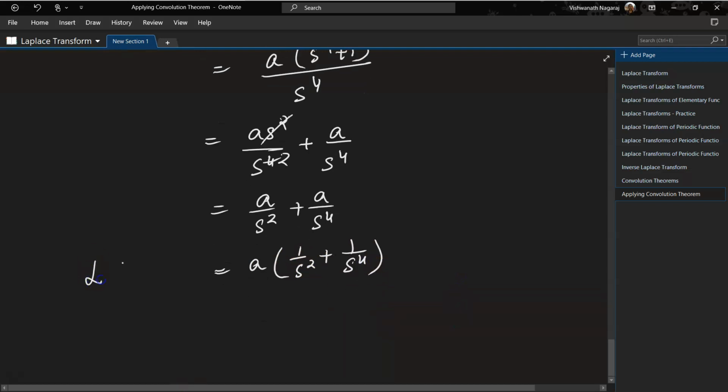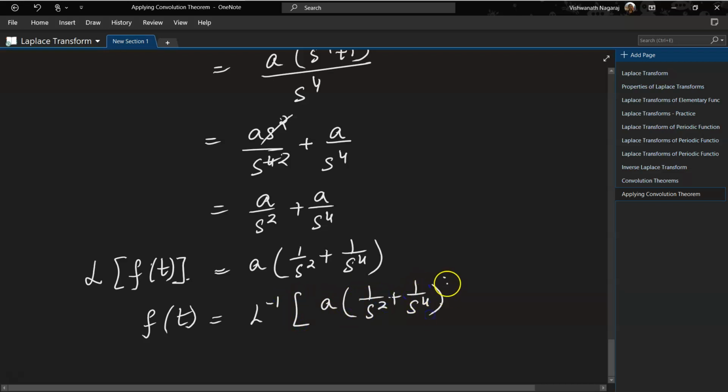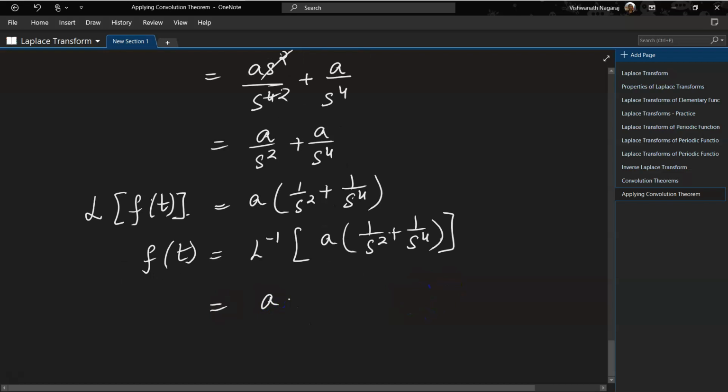Now remember, this is the Laplace transform of f of t. What we want is f of t. So that would be the inverse of this: a times (1 by s square plus 1 by s to the 4), right? Now a we can write as it is. Now, Laplace transform inverse of 1 by s square is t, plus 1 by s to the 4 is t cube by 3 factorial. Again, you have to refer to the table.